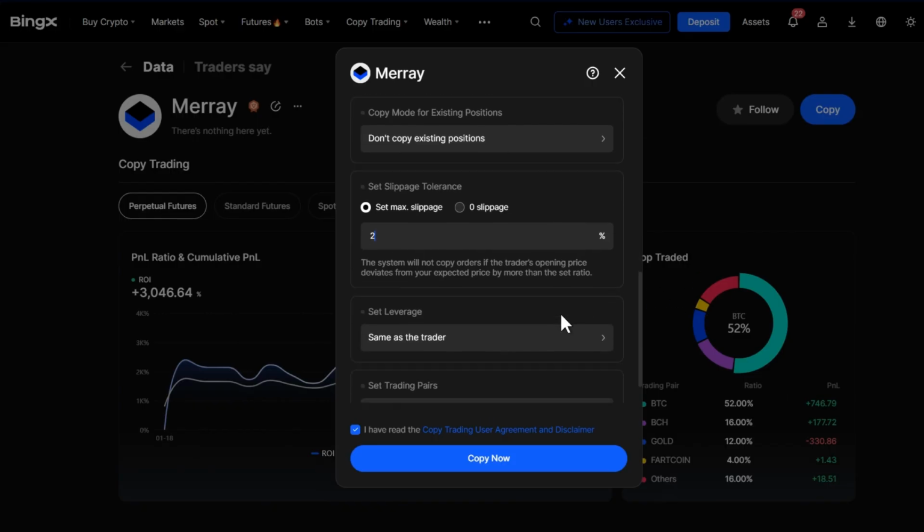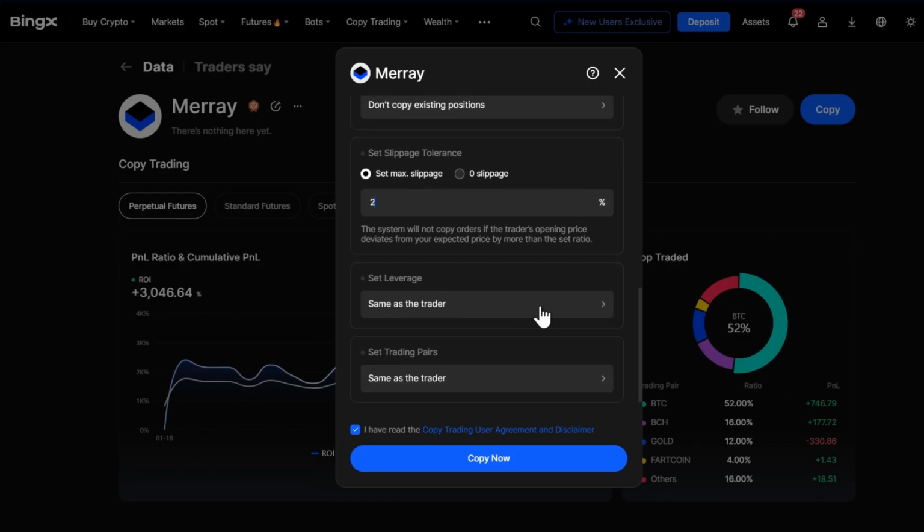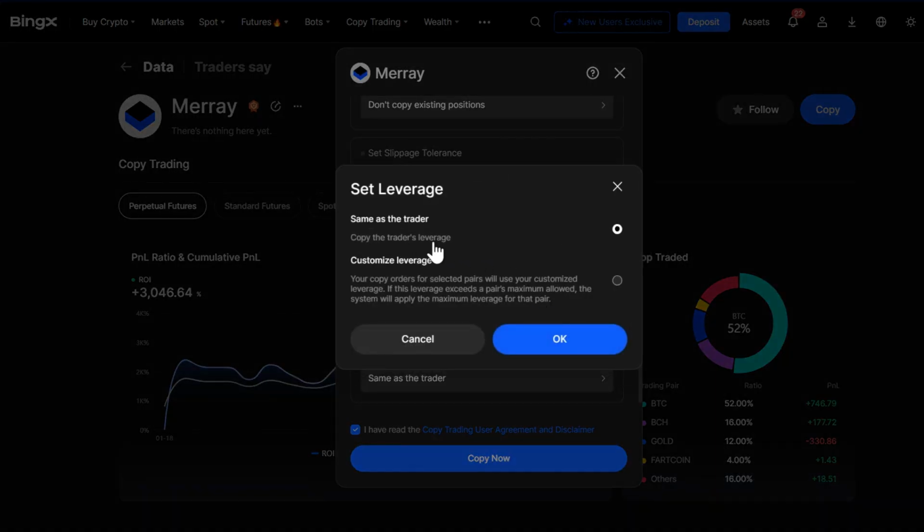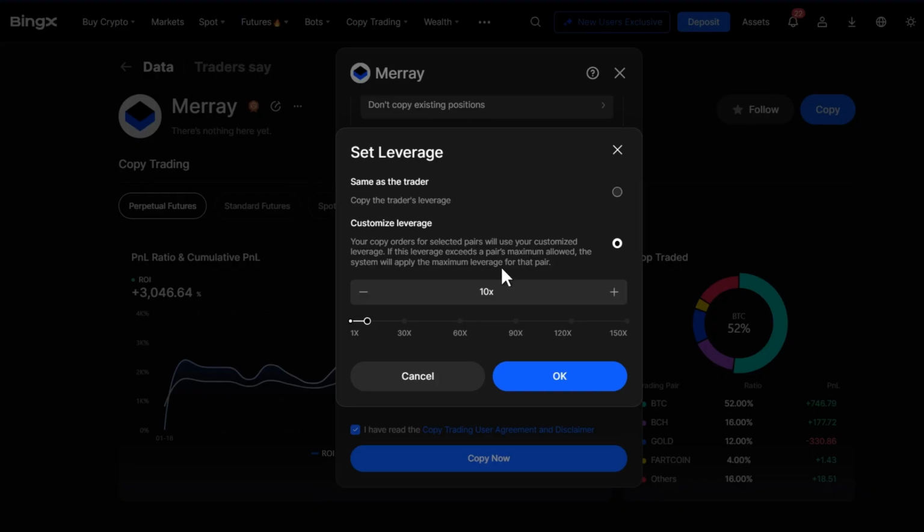Next is setting your leverage. Here you can choose to use same leverage as trader to match their exact leverage, or set your own leverage by using a custom leverage amount. If the trader uses 20 times leverage but you're uncomfortable with that risk, you can set yours to 5 times or 10 times. This reduces your potential profit but also reduces your risk of liquidation.